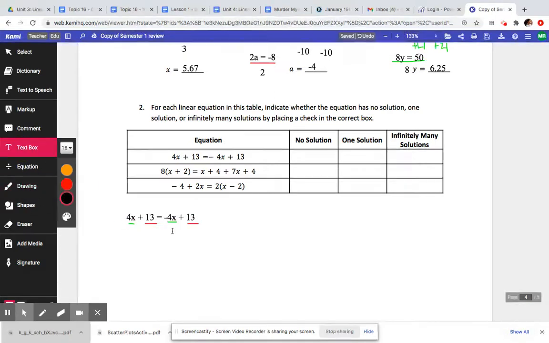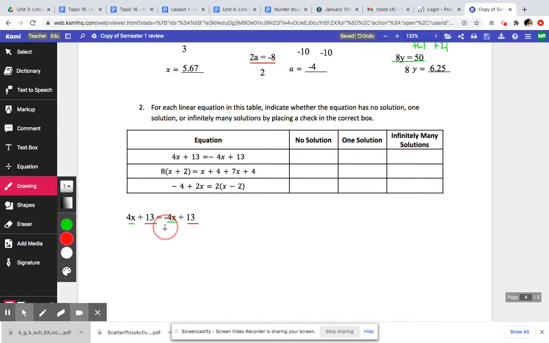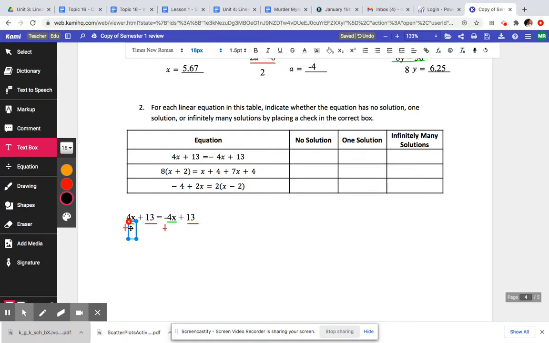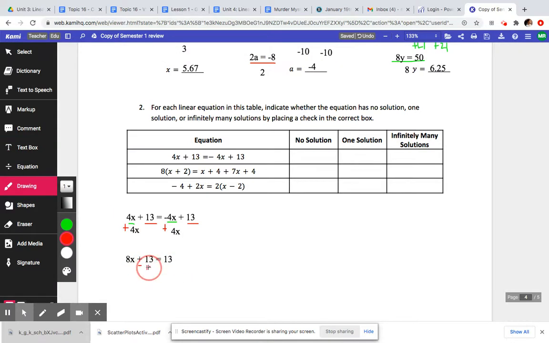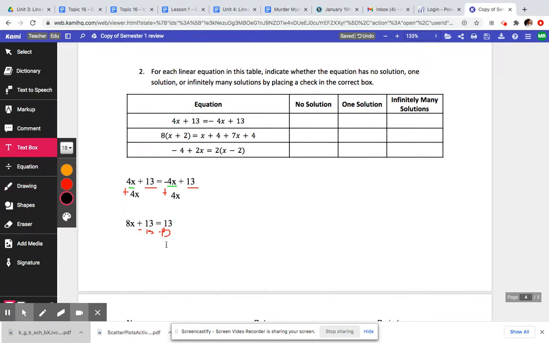I'm going to add 4x on both sides because we're crossing that wall and I need to combine my x's. So add 4x on both sides. 4x plus 4x is going to give us 8x, and then rewrite everything we haven't touched. Positive 13. Again, we still have like terms, so let's subtract 13 on both sides because we're crossing that wall. I'm sorry, that's hard to read, but I'm subtracting 13. So I'll be left with 8x equals 0.